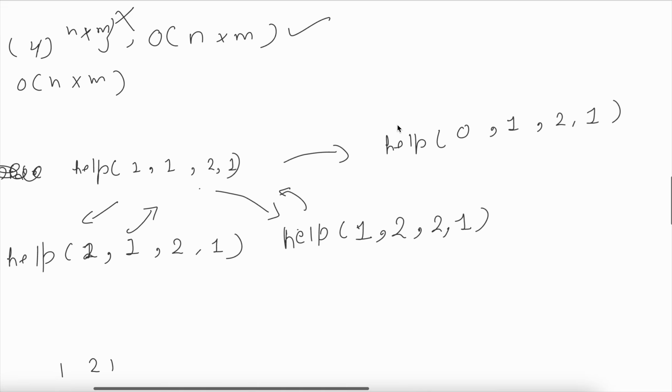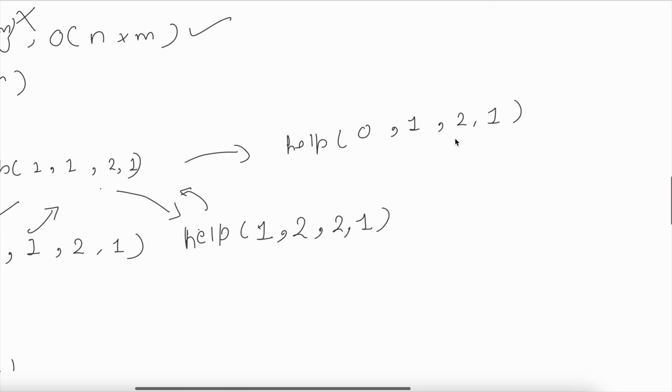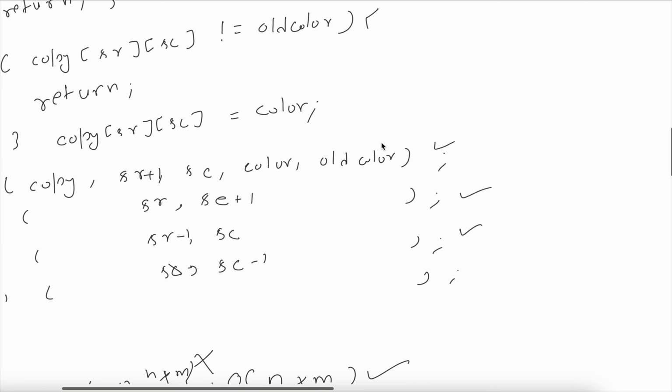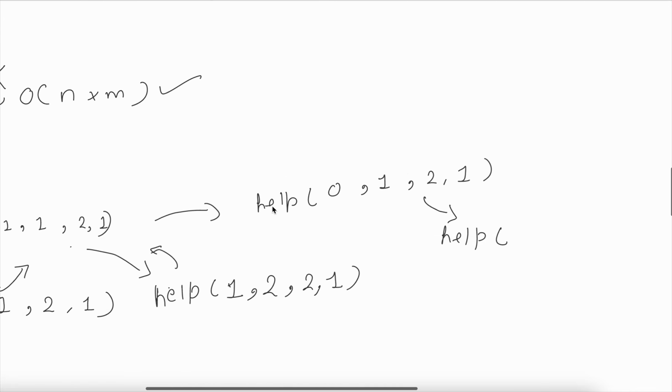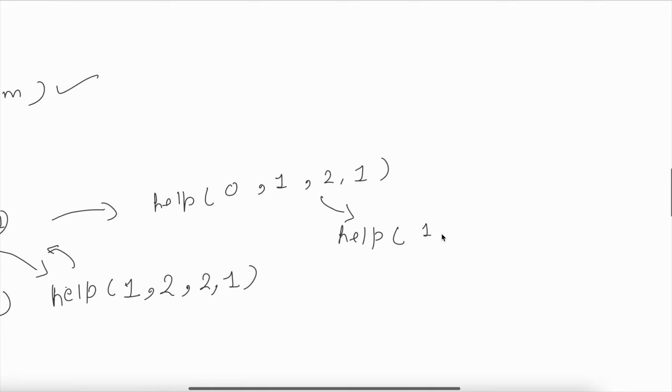What then? We will go deeper into this. Okay, we have updated the color. Now we will call the next function, help, we will call this step for our new source sr plus 1. Okay, so help 1 comma 1 2 comma 1.